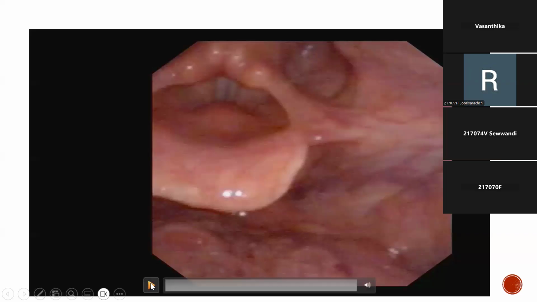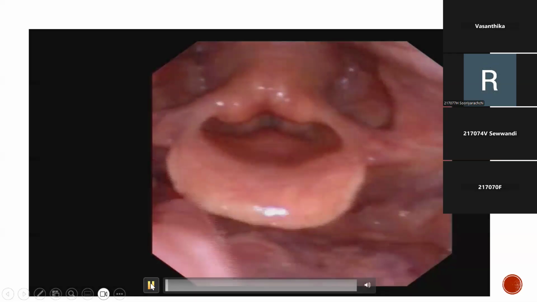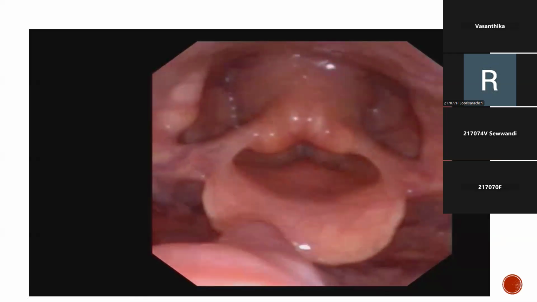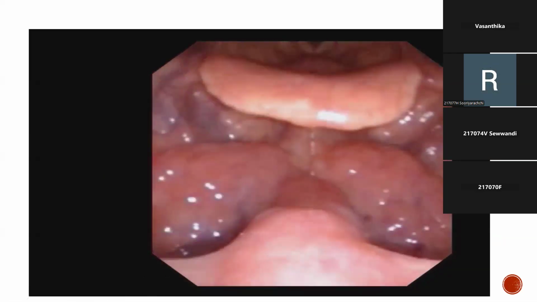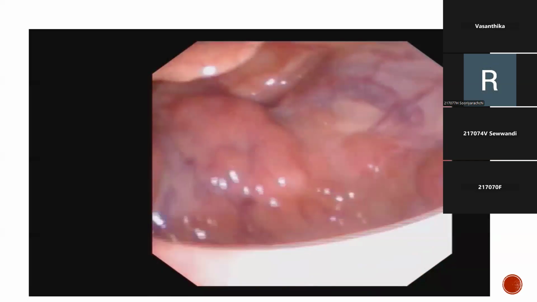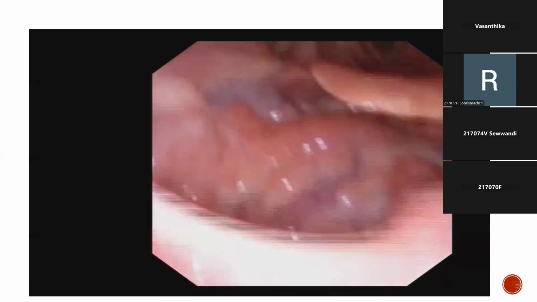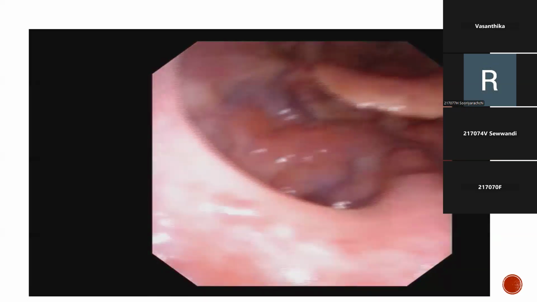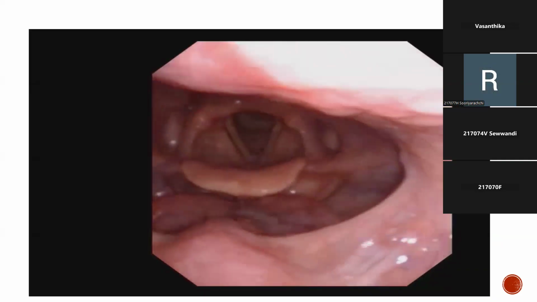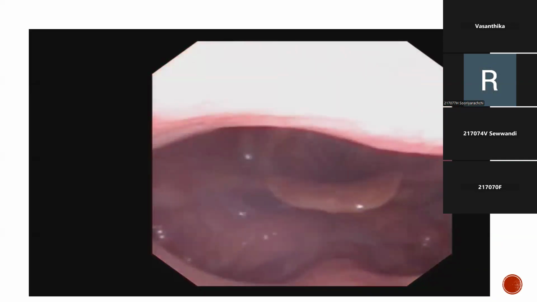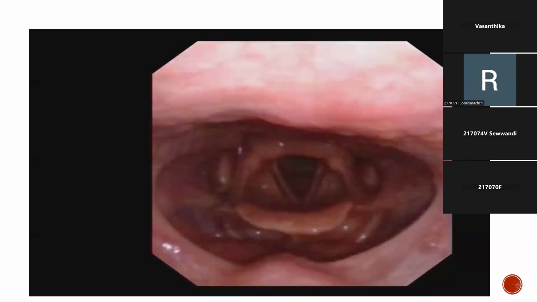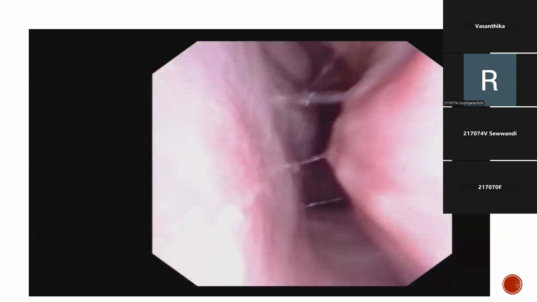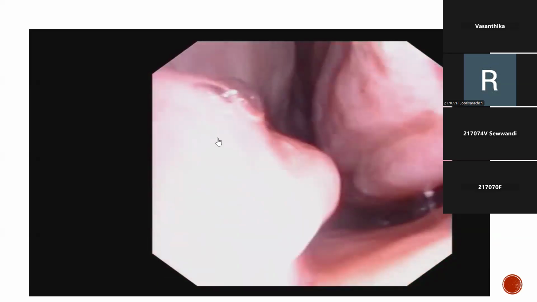There's a video, hope it's running. So you can see the area of the tongue, the area of the valleculae, both sides. You can see the uvula is pushing down, and you can see a nice view of the larynx. You can see the two vocal cords, false vocal cords, and the aryepiglottic folds, and this is how it comes out from the nose.